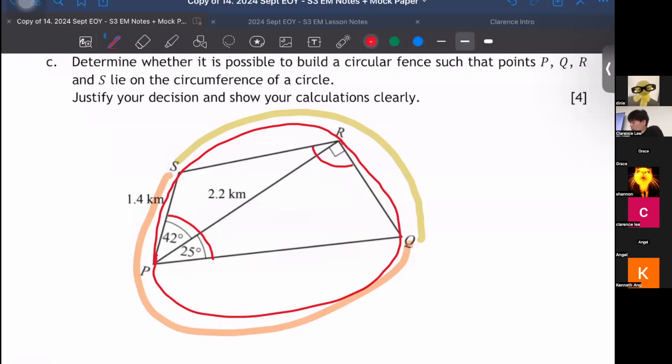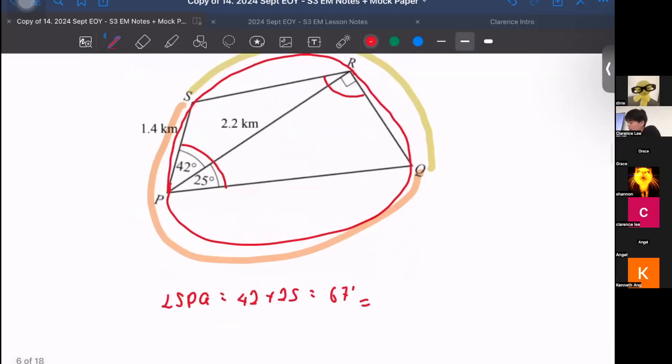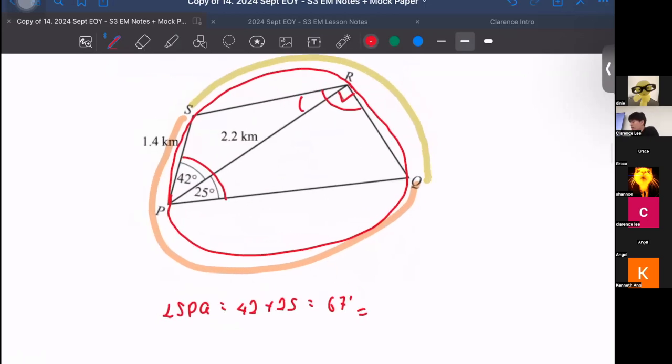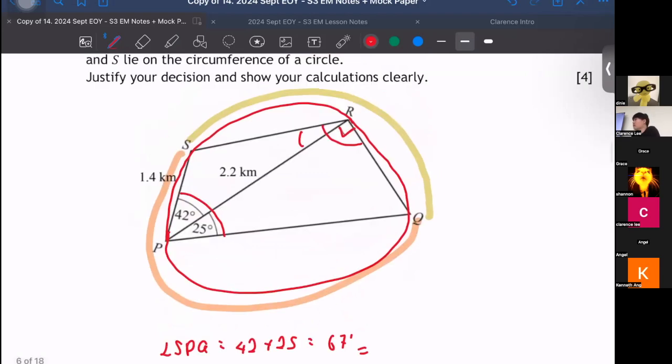So from here we must find angle SPQ. Angle SPQ is just 42 plus 25, which gives me 67 degrees. Then, since I know this, you need to find SRP. To find angle SRP, what do you need to use? In this triangle, is this a right angle triangle? No, so what can I use? Sine rule or cosine rule.